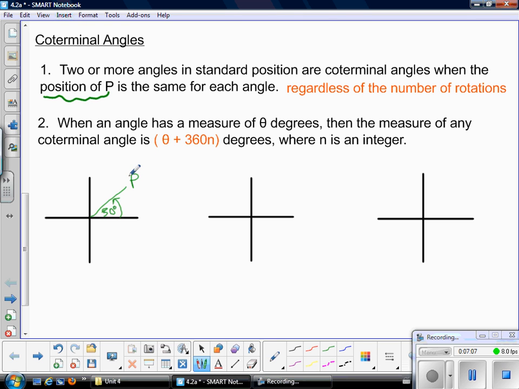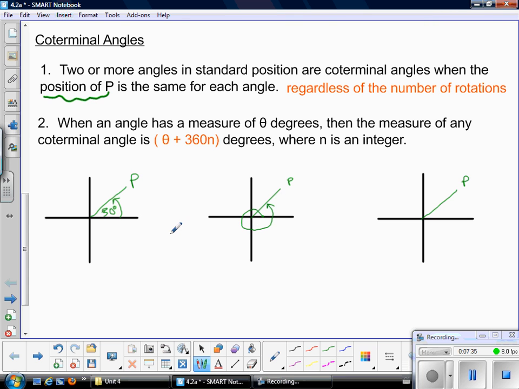So that location of P is here on this diagram and on this diagram as well. Okay, and we know if I go this way, it is 50 degrees. But look what happens. I could start here, go around once, completely around once, and then stop.